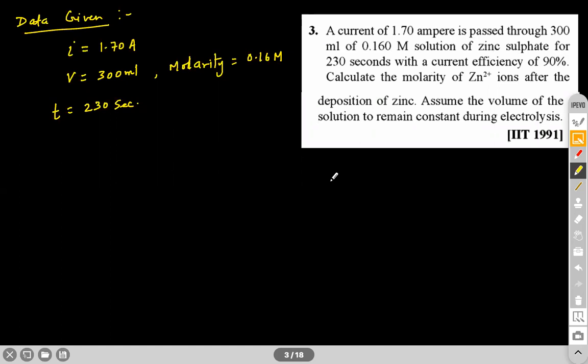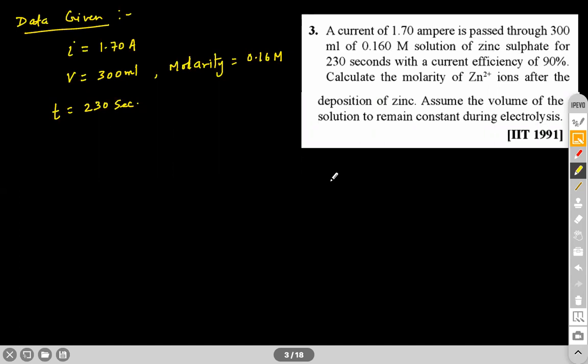Okay, current efficiency is given as 90%. That means whatever current we are passing through, only 90% of it is being used. Calculate the molarity of Zn2+ ion after the decomposition of zinc, assuming the volume of the solution remains constant during electrolysis.